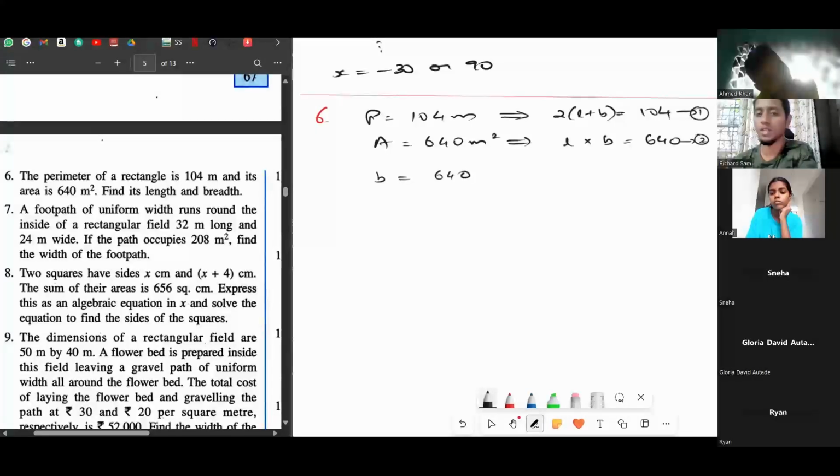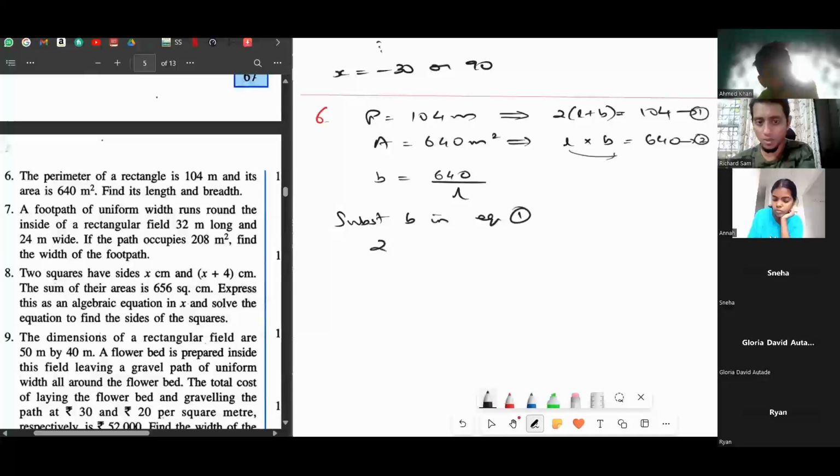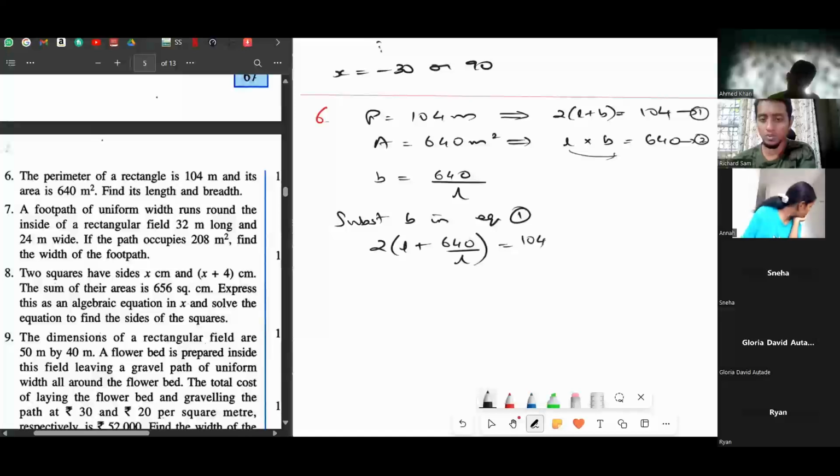B is equal to 640 divided by L. L will go in the denominator, no? Because it's multiplied. Okay, now substitute this value in the first equation. Write that statement. Substitute B in equation 1. Everything you have to write like this, okay? So your first equation will become what? 2 into L plus, in place of B, you're going to put this 640 upon L, equal to 104.